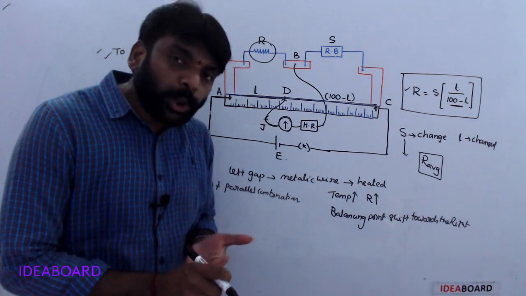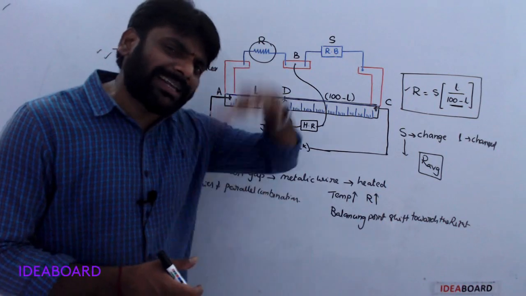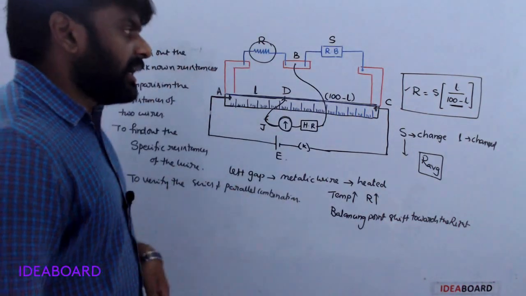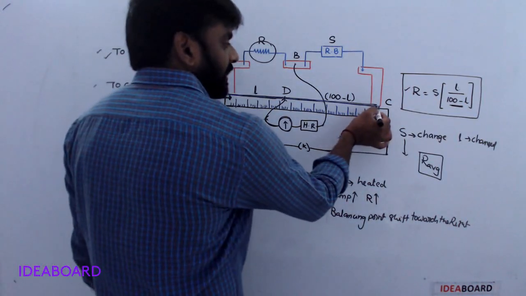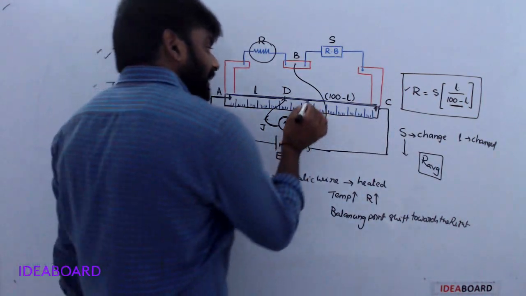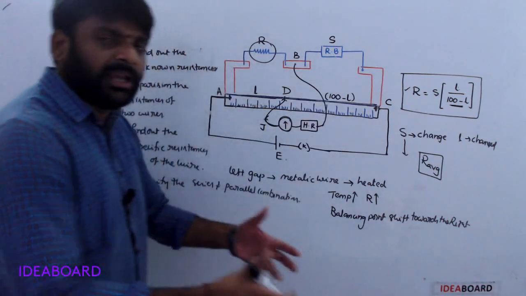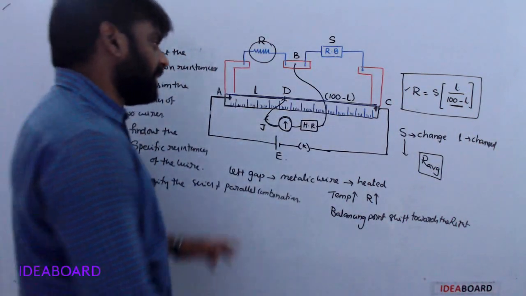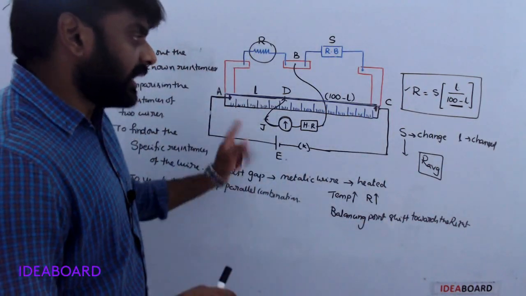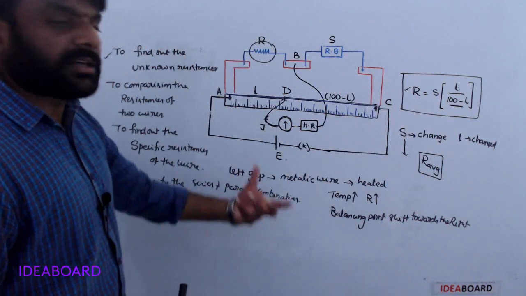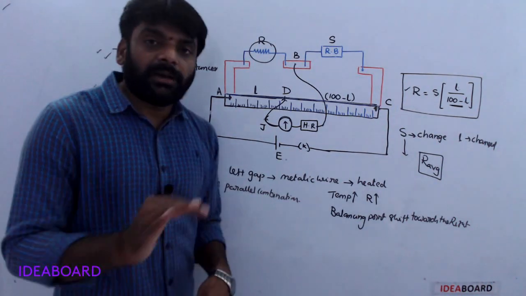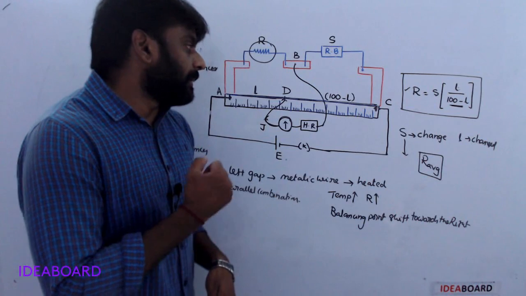It is not useful to find out high resistances and low resistances. As I also explained, some bolts are there. These bolts also have some resistance, and this wire may not be exactly 100 centimeters, because it is locked. That's why it may not be useful. Understood? This is the meter bridge.